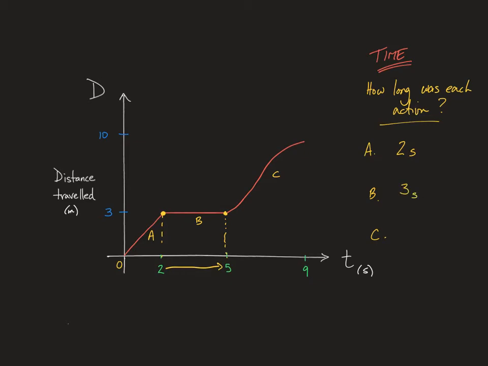And if I do the same thing for segment C with that curved line or curved segment, then I know that C began at 5 and it finished at 9. Therefore, segment C lasted 4 seconds. Hopefully we match up and we're good.